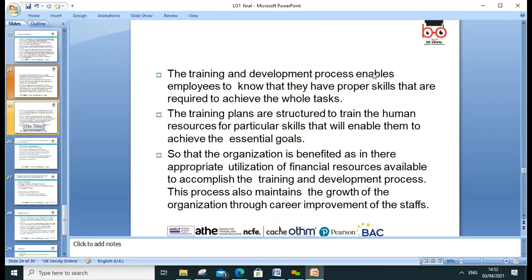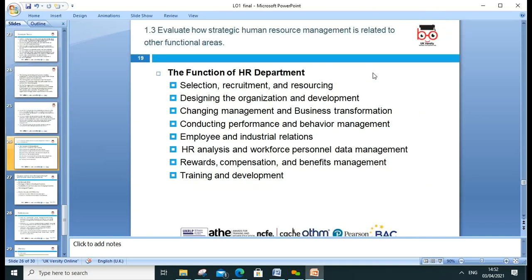Okay, thus they focus on training and development to enable employees to know the proper skills required to achieve the whole task. A training plan is designed and the organization benefits in appropriate utilization of financial resources, accomplishing the training and development process to achieve organization objectives.